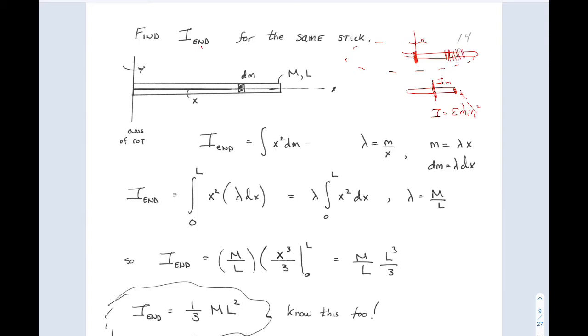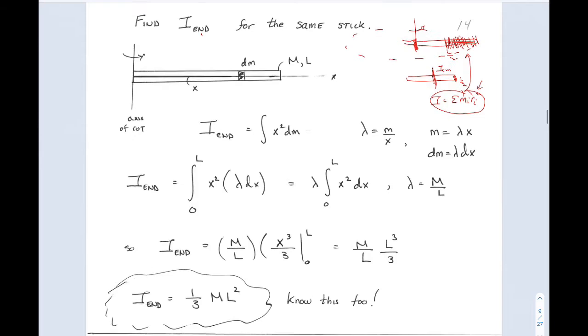Well, half of the mass of the stick is farther than L over 2. So when I do this sum for the one we're going to do now, 50% of the stick is farther than L over 2. So that sum's going to be bigger. So it should have a bigger moment of inertia, and it should offer more resistance to rotate.